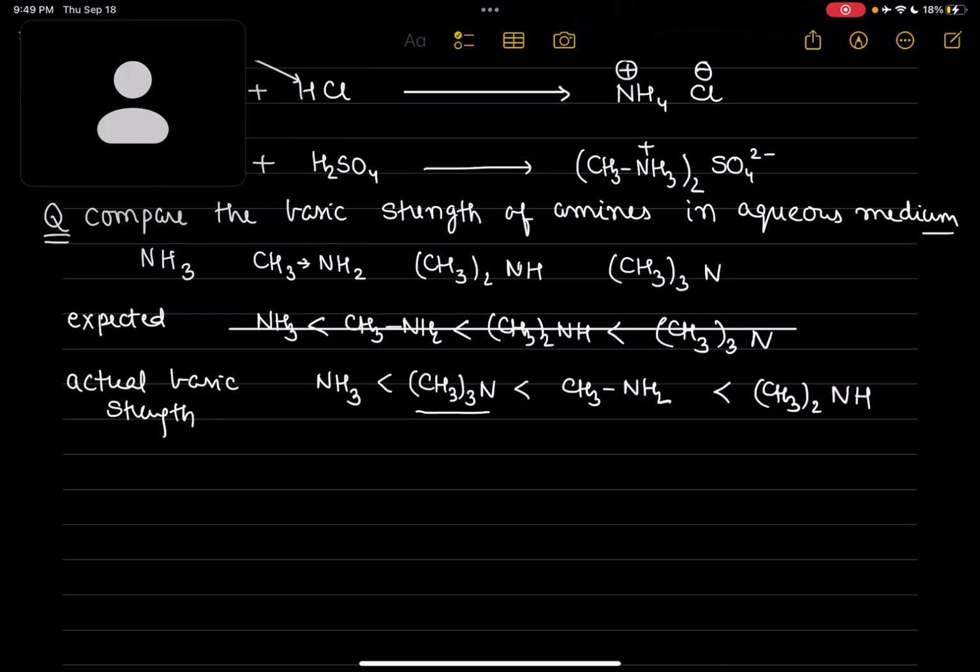Sir, can you repeat? Pardon? Can you repeat? Yeah, why is this not very basic? Why has it moved backward? Got it? Why is it not very basic? What's the reason?